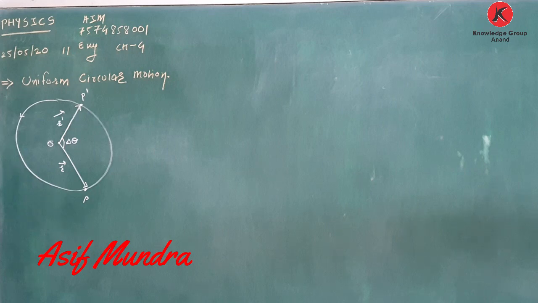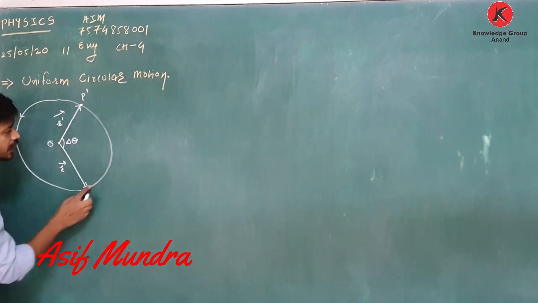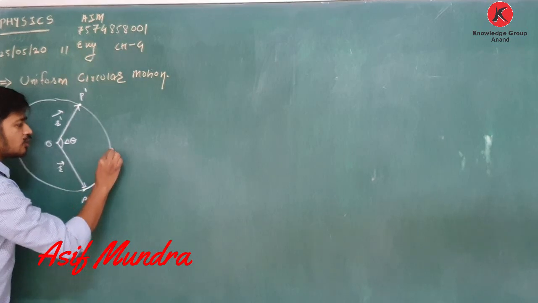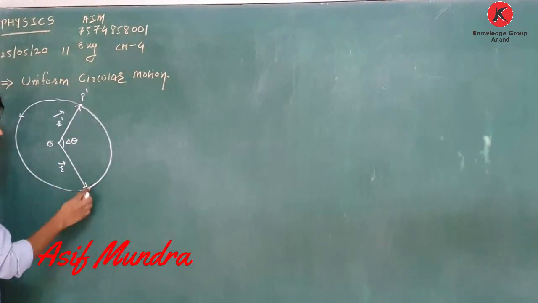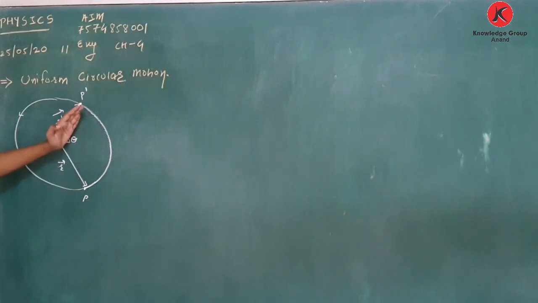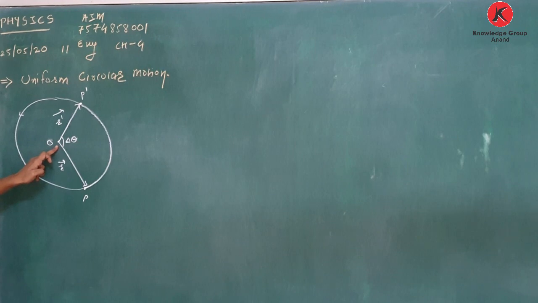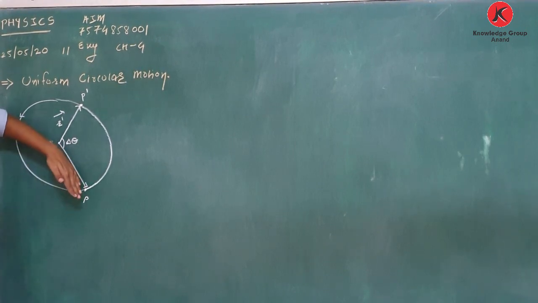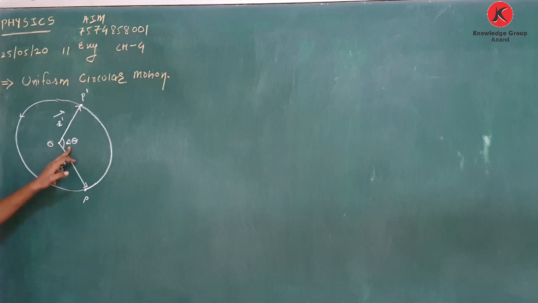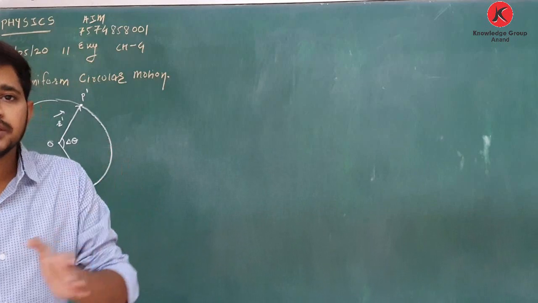Clear about this? So see, when the object moves from point P to point P dash, the distance traveled by the object is this PP dash. Yes or no? But it also makes some angle with the center. Initially it is here, then it is moving, and it makes some angle with the center, that is delta theta. So yes, uniform circular motion is a special case of rotational motion.